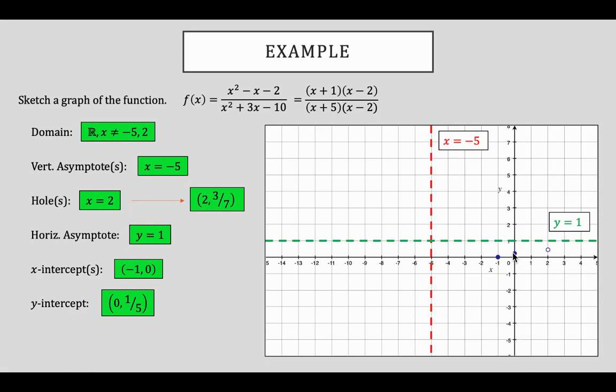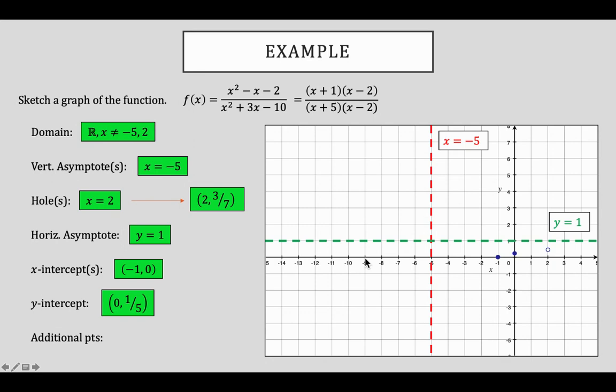Now, we need to plot some additional points between and beyond each vertical asymptote and each 0. So that means I need to plot some point over in this region. Pick a number that's easy for you to plug in. In this particular case, I'm going to plug in -9.